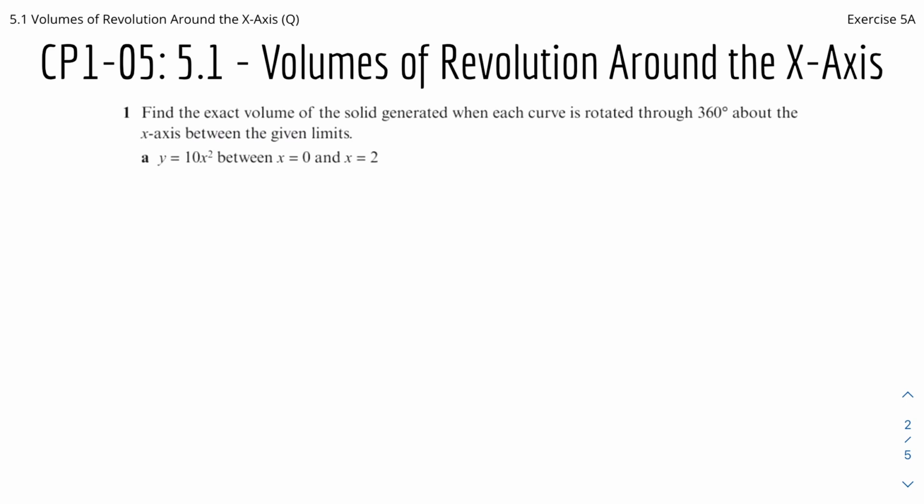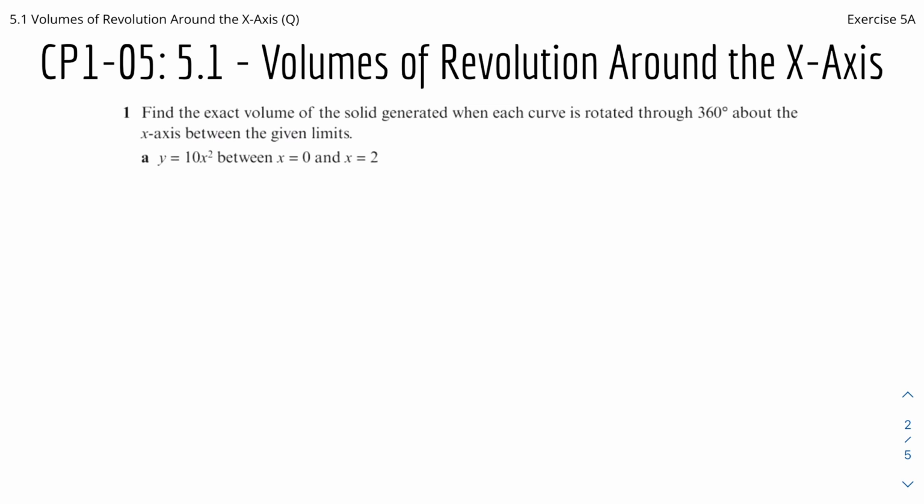And we'll get right into the first question, and these questions are from exercise 5A from the textbook. So here's question 1. Find the exact volume of the solid generated when this curve is rotated through 360 degrees, or basically 2 pi radians, around the x-axis between the given limits of x equals 0 and x equals 2.